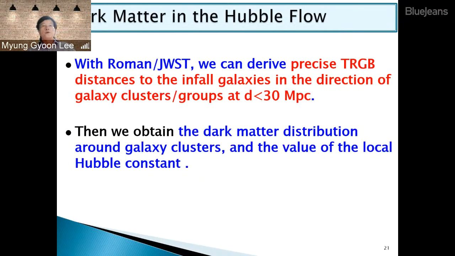So with Roman and JWST, you can derive precise TRGB distances to the infalling galaxies in the direction of galaxy clusters and groups closer than 30 megaparsecs. So there will be many candidates to apply this project. Then you can obtain the dark matter distribution around galaxy clusters and the value of the local Hubble constant.